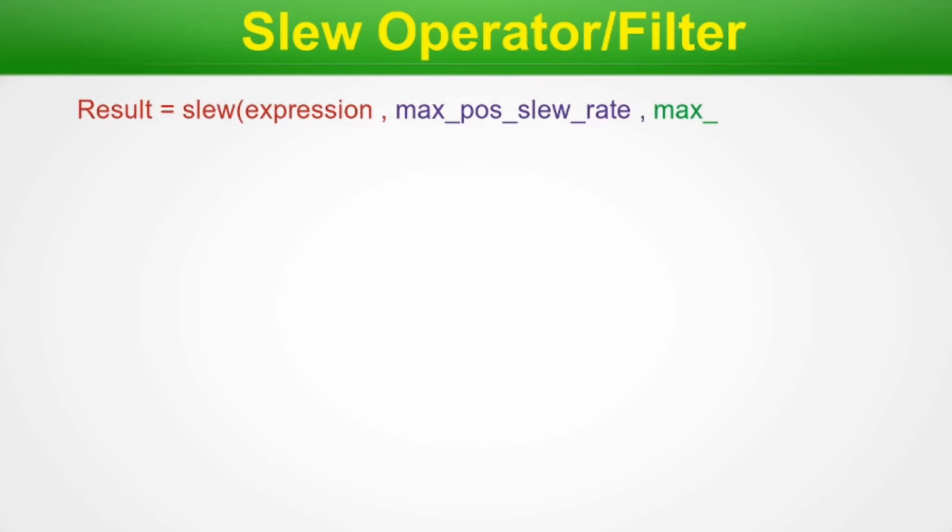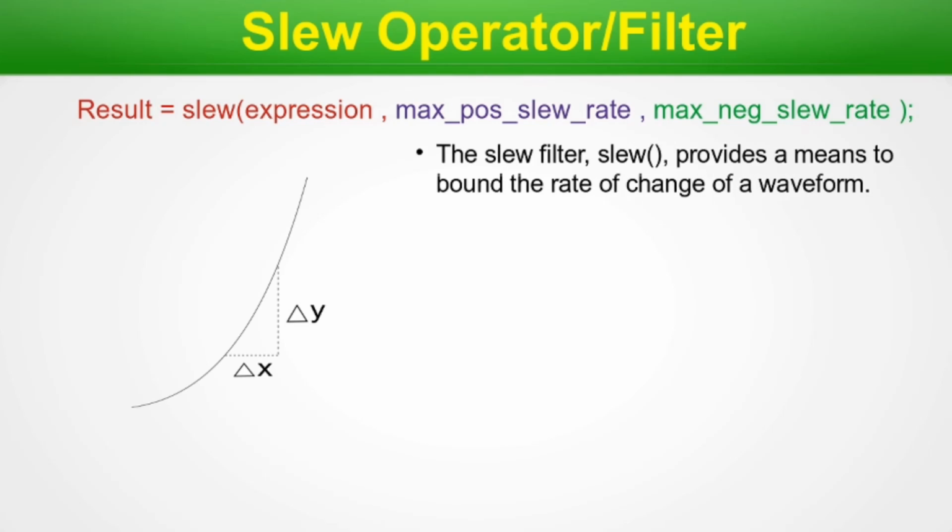So the next operator is the slew operator or filter. This is the syntax that we use for the slew filter. Slew, here the first one is expression, then the max positive slew rate, then the max negative slew rate. So here is the waveform which is rising, and we define the slew by delta y by delta x. The slew filter provides a means to bound the rate of change of a waveform. So we have shown in the adjacent figure the rate of change.